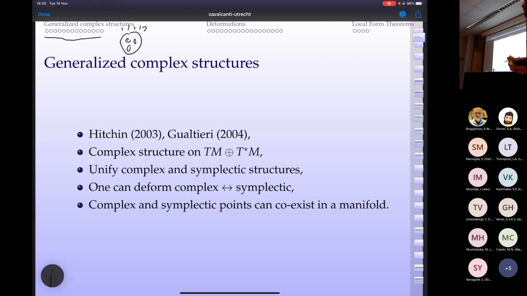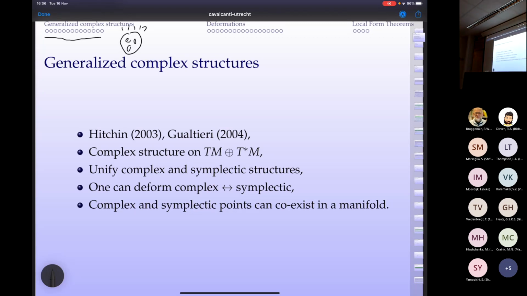And even more interesting is the fact that, in this first example, you're varying the structure, but at each point the structure is either fully complex, as you know it, or fully symplectic, as you know it. So it's not something in between. One thing that's interesting is that you can actually have complex and symplectic points on the same connected manifold as well. So that's a different feature. In a manifold, symplectic and complex points can coexist.